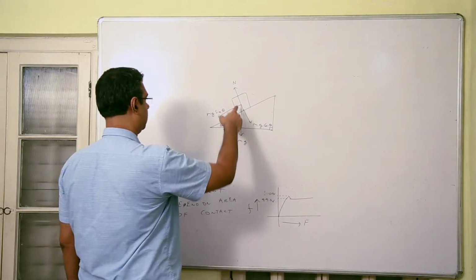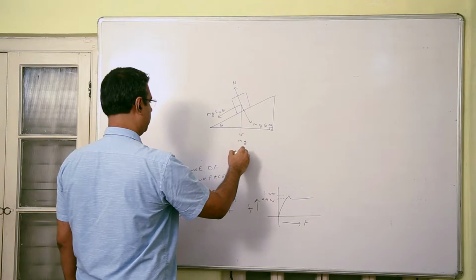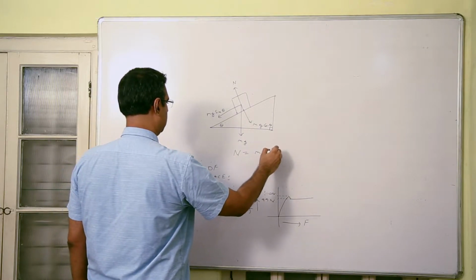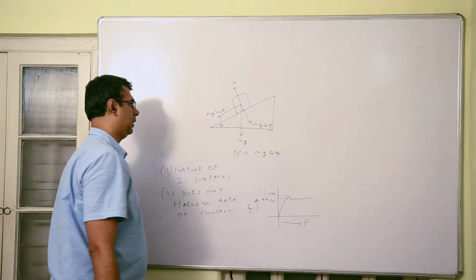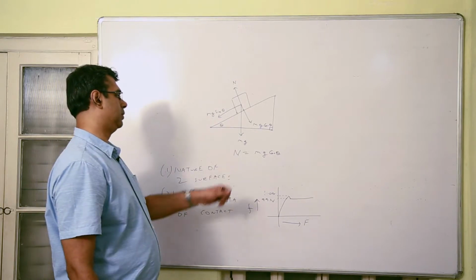Now the thing is that if there is no motion perpendicular to the contact surface, then we can say that N will be equal to mg cos theta.